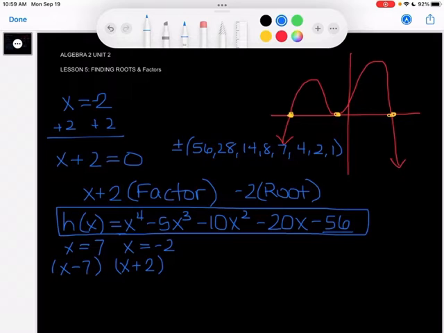But since we have a power of 4, you could have up to 4 roots. So we need to see if there are any other irrational ones that we may have not gotten using the Rational Root Theorem. Now, there may not be any more. They may be imaginary, but we need to look for them, and we're going to use synthetic division to do that. So I'm going to erase this part here.